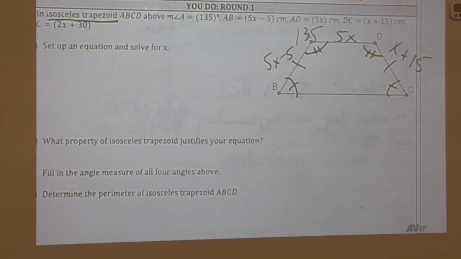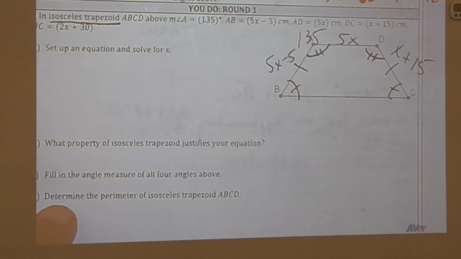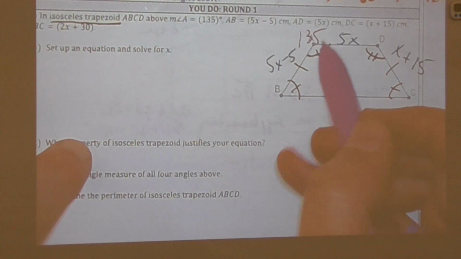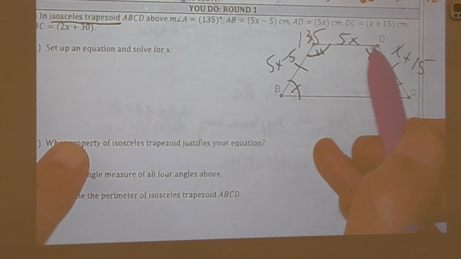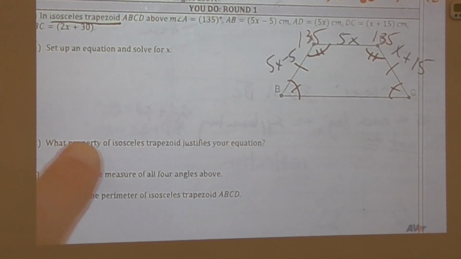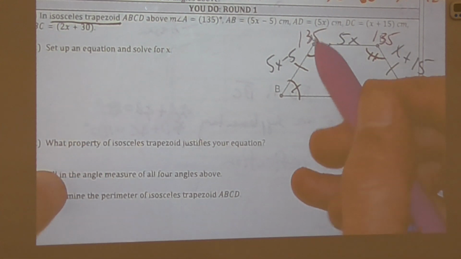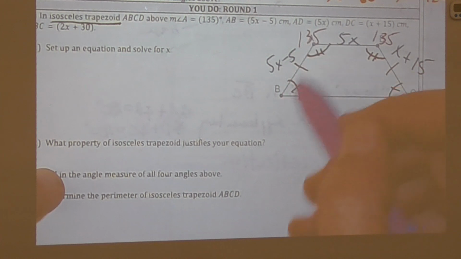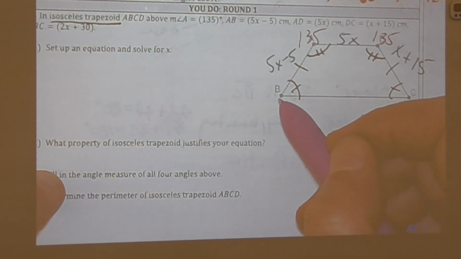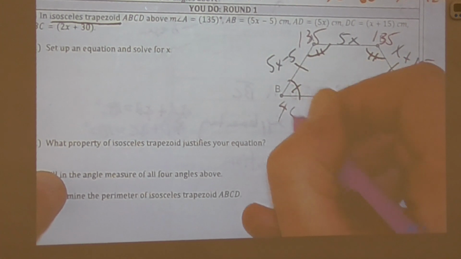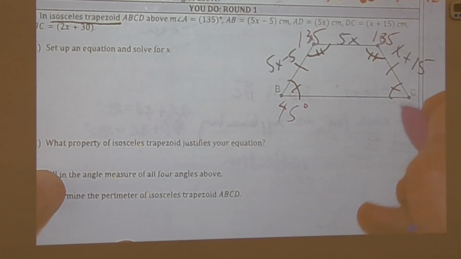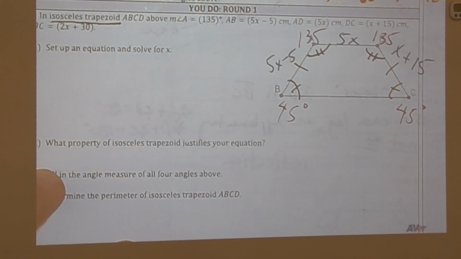So now I want to think about, well, what else do I know? And I know that if angle A is 135 degrees and angle D is congruent to angle A, then angle D is also 135. Then we know that these angles are supplementary to each other. So 135 plus angle B equals 180. That means that angle B is 45 degrees. And since angle C is congruent to angle B, then this is also 45 degrees.